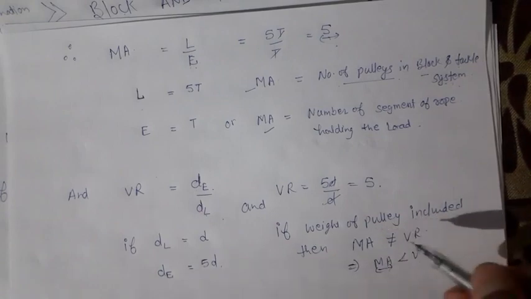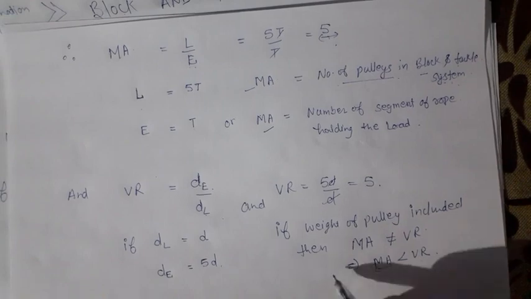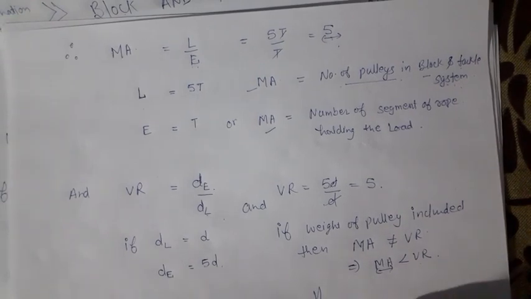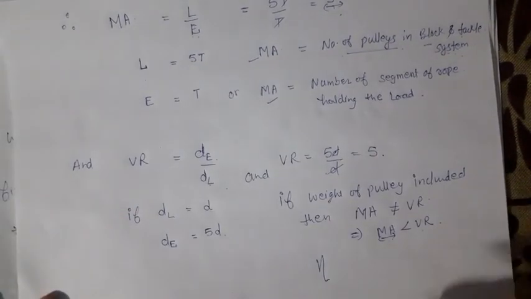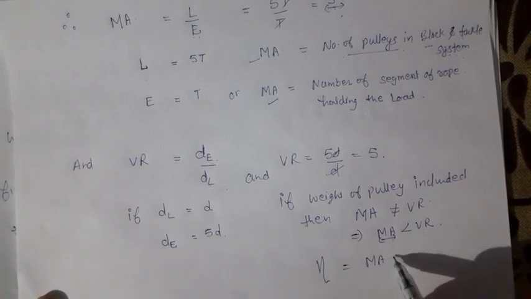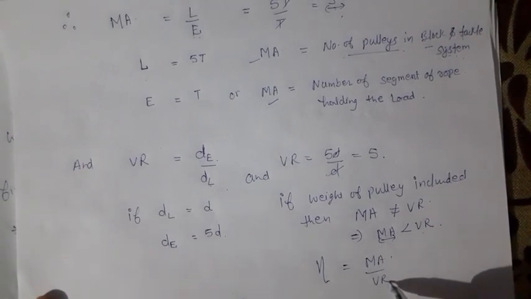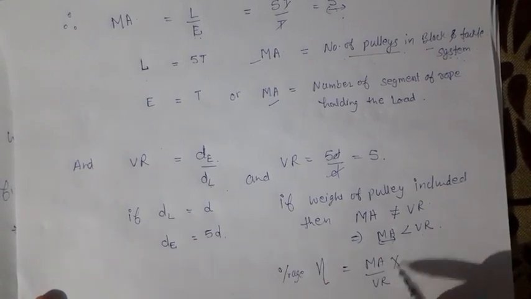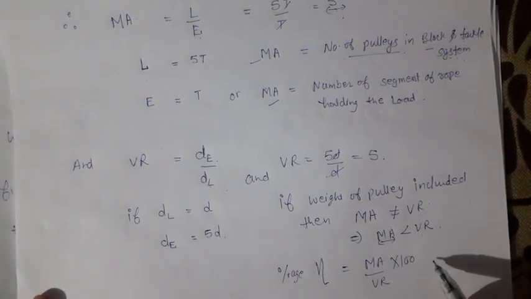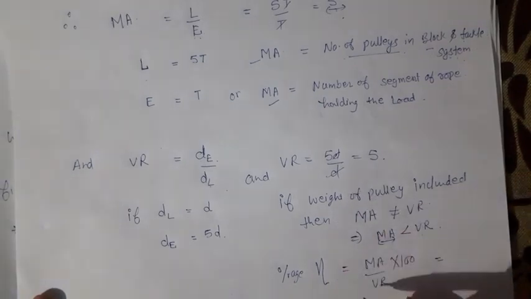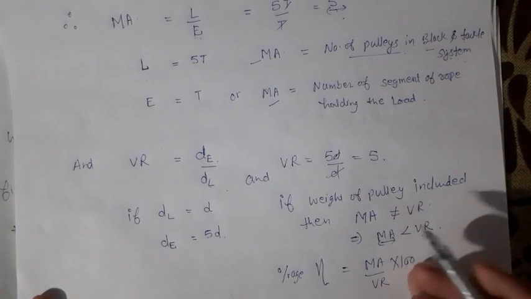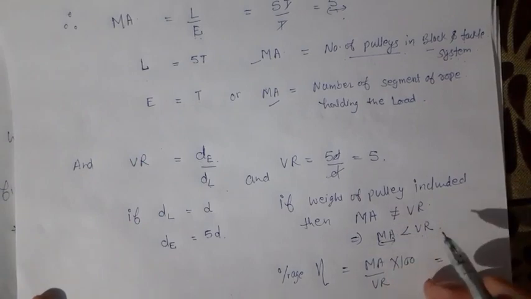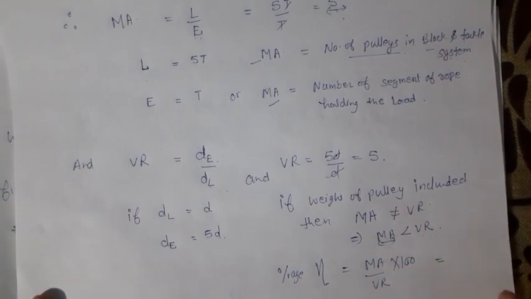Okay, so therefore we are getting efficiency. Efficiency is given by mechanical advantage to velocity ratio. And for percentage efficiency, we multiply by 100. Okay, so if it is ideal, then it is 100%, but we know that we can't have any pulley which is weightless or any rope which is weightless. So therefore this will not be 100%.